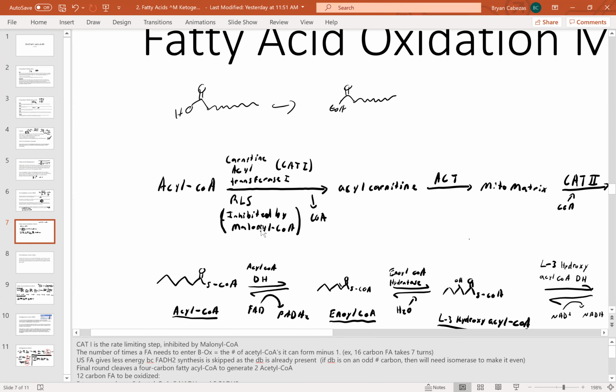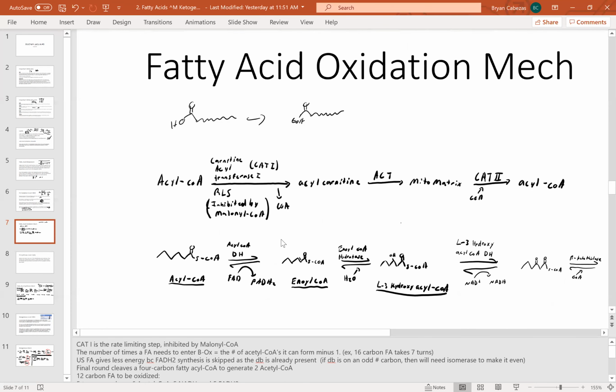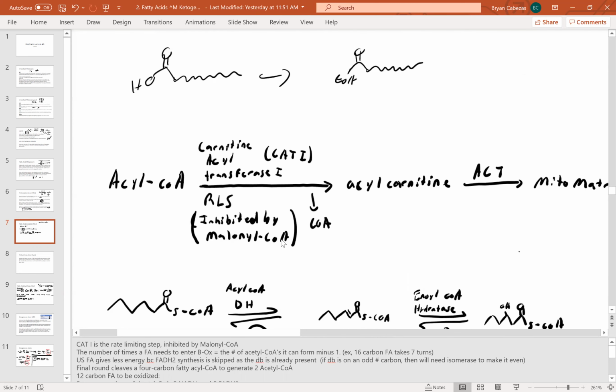It's going to be inhibited by a structure called malonyl CoA, which is important in fatty acid synthesis. It makes sense for something that is important in fatty acid synthesis to inhibit fatty acid oxidation, because you don't want both of those things going at the same time, because it's just a waste of resources. Again, fatty acid oxidation breaks down fatty acids, fatty acid synthesis produces fatty acids from acetyl-CoA, and so you don't want those two running at the same time. So one of the products of fatty acid synthesis is going to be inhibiting the rate limiting step of fatty acid oxidation, which is this CAT1, the carnitine acyl transferase 1.